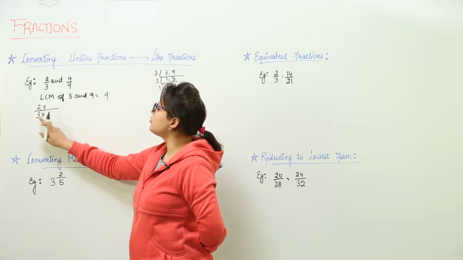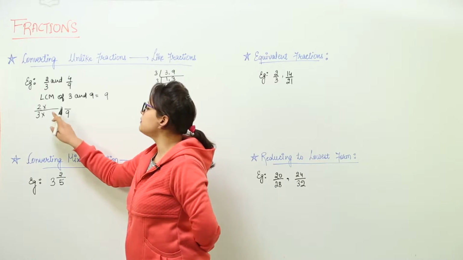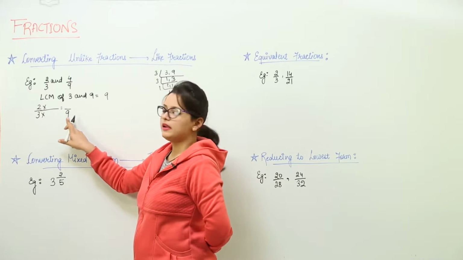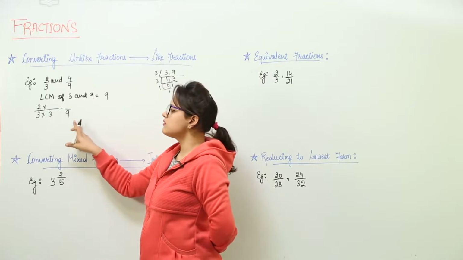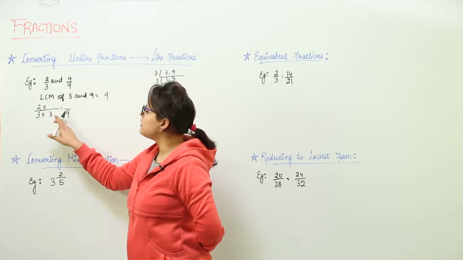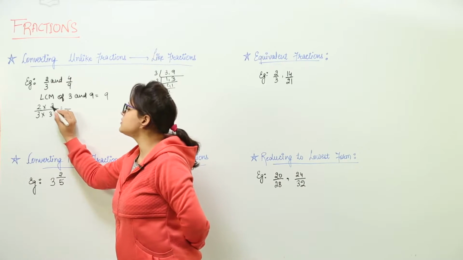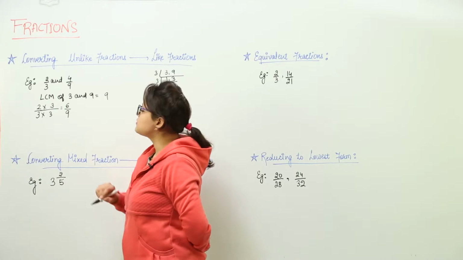Now to make the denominator of 2 by 3 into 9, what should I multiply with to make it 9? We should multiply this with 3, because 3 threes will become 9. If we multiply the denominator with 3, we have to multiply the numerator also with the same number, that is 3. So we get the fraction as 6 by 9.